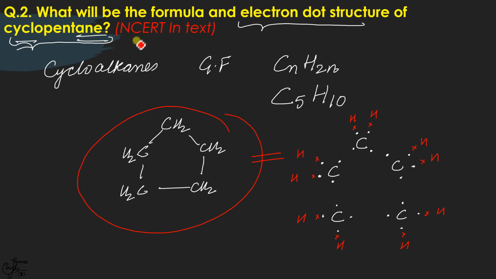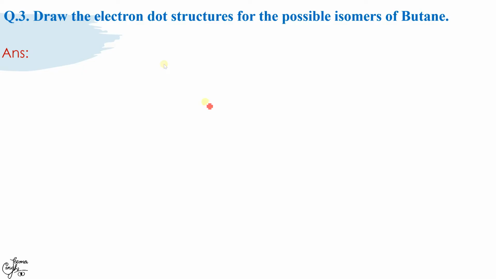If they ask you cyclobutane, you know it is C4H8, cyclopropane, C3H6. Fine. You cannot have cycloethane or cyclomethane. Why? Because for a closed structure, you have to have a minimum of 3 carbon atoms. So I can write here n greater than or equal to 3 for cycloalkanes, right? Let's move on to the next question.